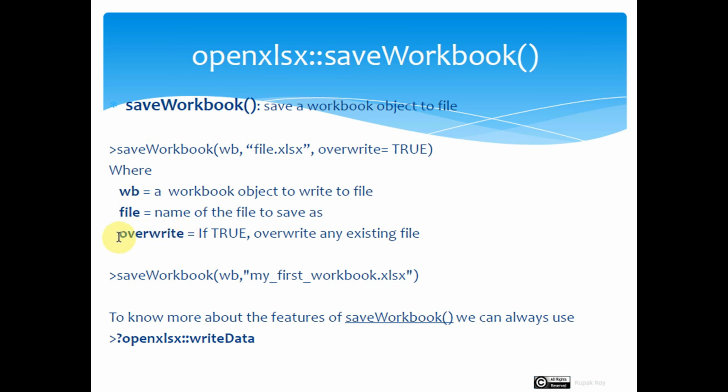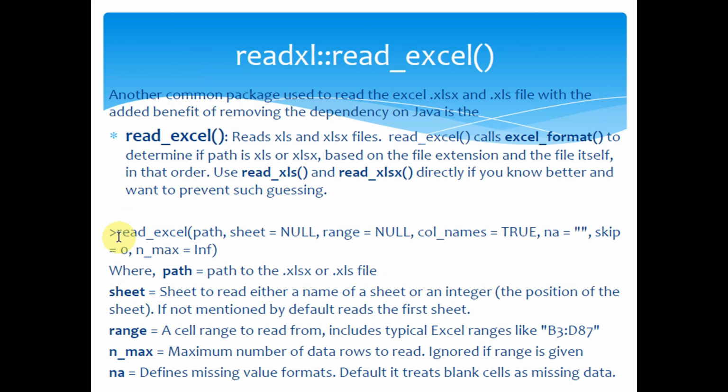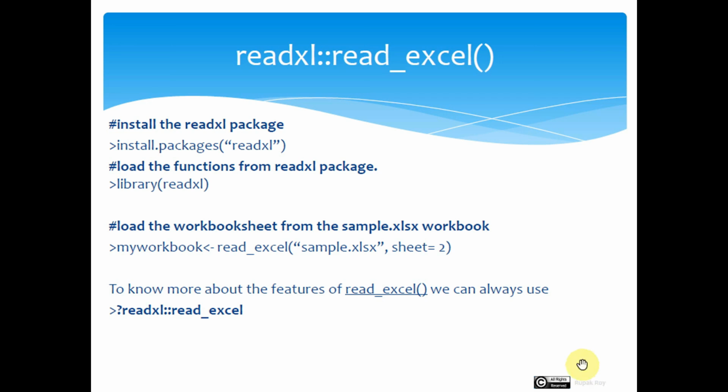Another common package used to read Excel files, with the added benefit of removing the dependency on Java, is the read_excel function. Parameters include range, that is a cell range to read from, which also includes typical Excel ranges like P3:D87, and n_max, the maximum number of data rows to read, and na, which defines the missing value formats. By default, it treats blank cells as missing data and the rest are the same as before. To use this function, we need another package called readxl. Install the package and type read_excel with the Excel file name and the sheet name or the index. Done.